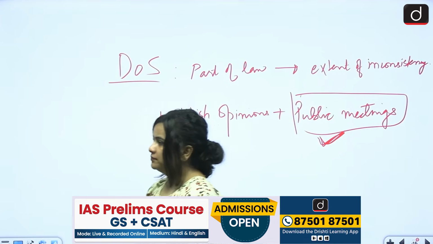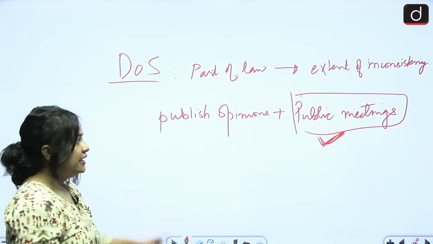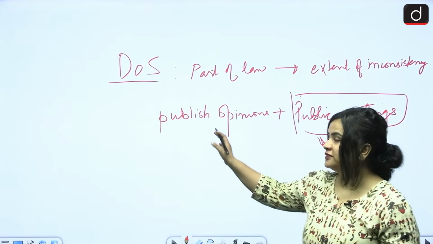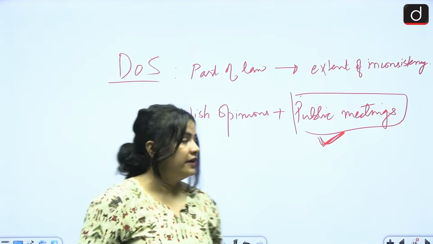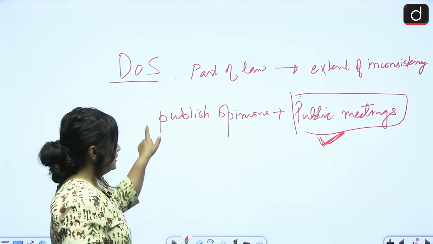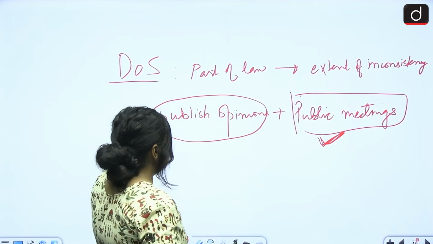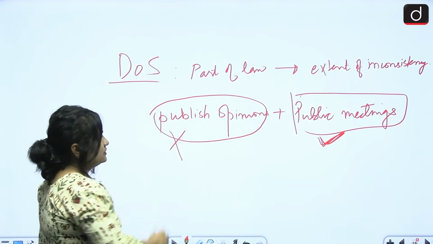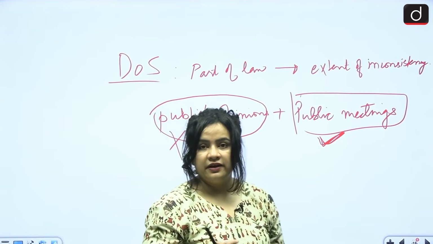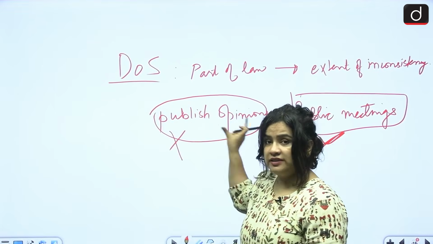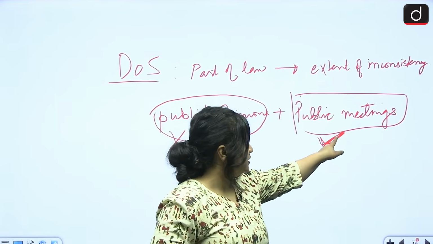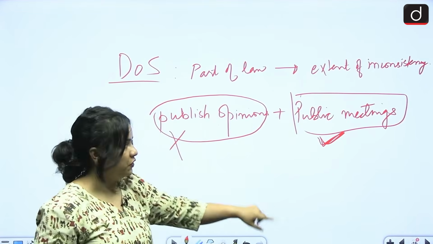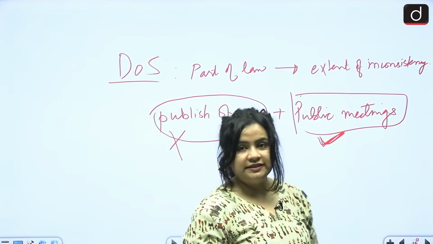But this part, putting a ban on publishing opinions, is in direct contradiction with Article 19, which talks about the right to freedom of speech and expression. And therefore, to the extent the part of the law is inconsistent with the fundamental rights, to that extent it may be considered invalid. So the court may strike off this part but retain this part because they are entirely separate and one is not related to the other. All right. So this is the meaning of doctrine of severability.